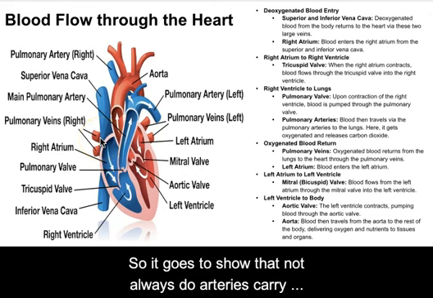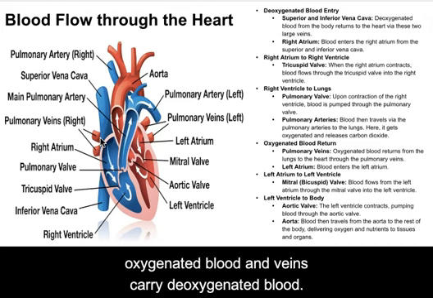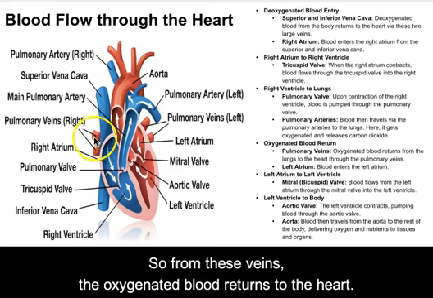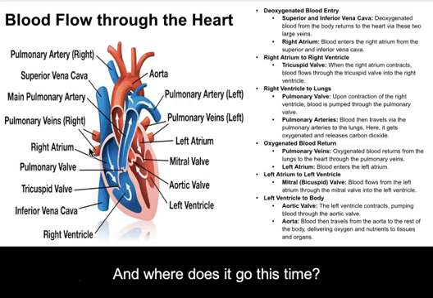So it goes to show that not always do arteries carry oxygenated blood and veins carry deoxygenated blood. So from these veins, the oxygenated blood returns to the heart. And where does it go this time? It's going to go to the left atrium.